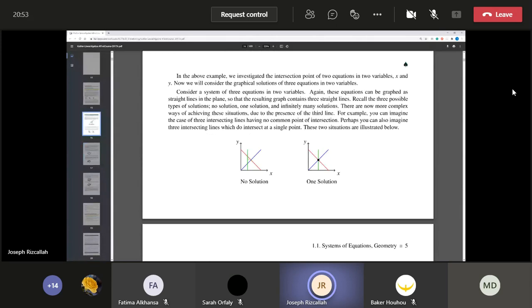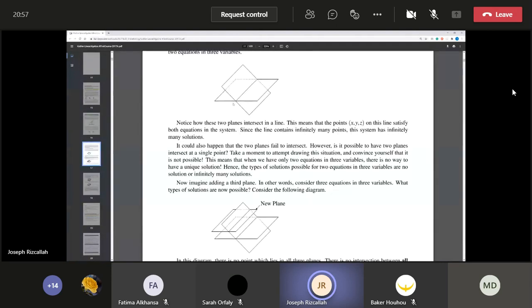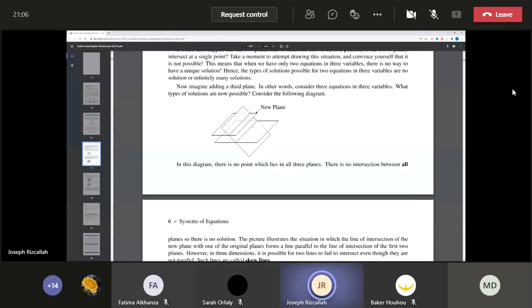And here too, we had 2 planes which intersected in a straight line, right? And we added now a new plane which misses the line completely. It doesn't cut the line, right? And then there will be no solution in this case. So if you have a system of such equations, right, there will be no solution.